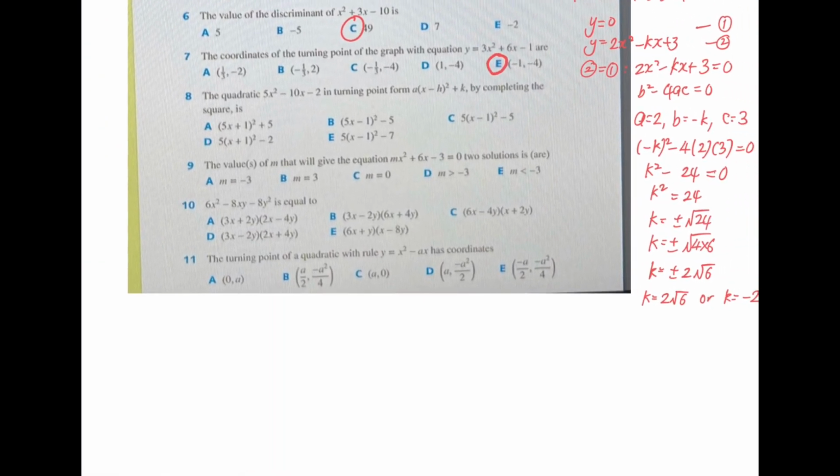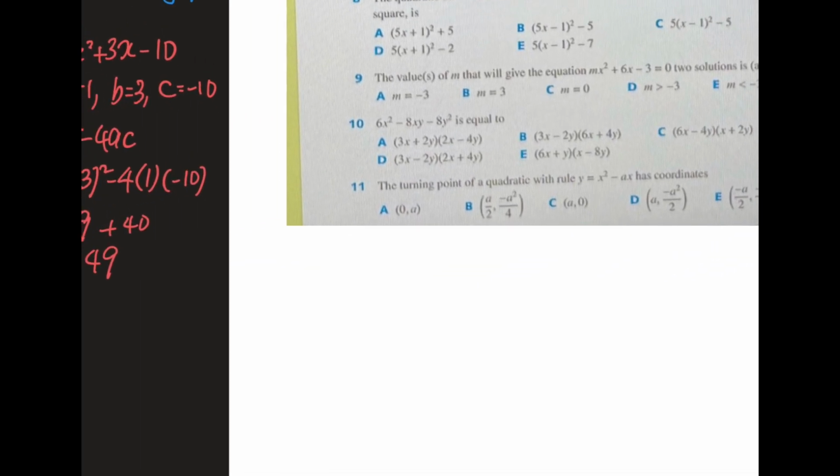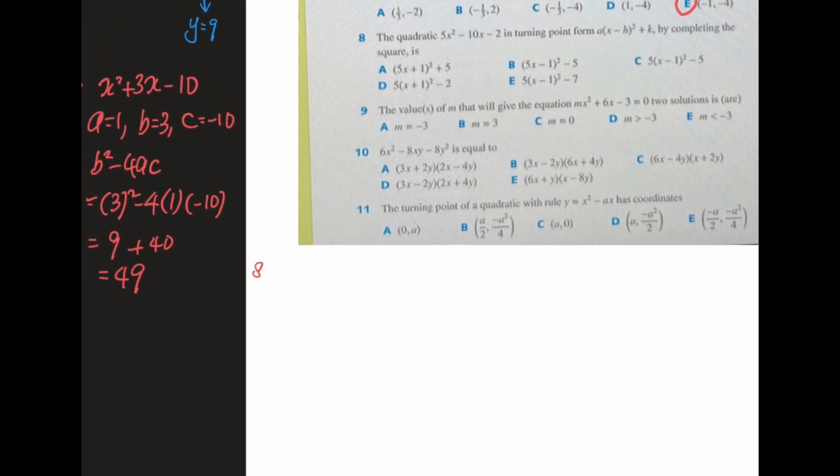So that is the answer for question 7. Now let's see question 8 then. The quadratic 5x squared minus 10x minus 2 in turning point form. Turning point form means after you finish completing the square. So you have 5 choices. So we have to do completing the square. So let's say I do it down here. Question 8.